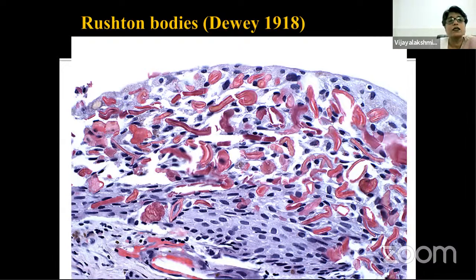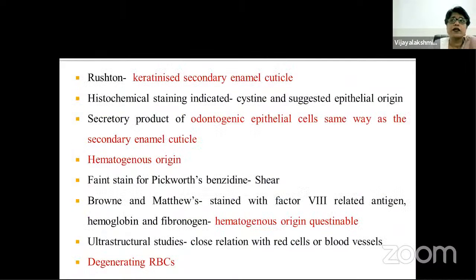But of course, you can see these particular bodies in any of the other odontogenic cysts if they get infected or inflamed. These bodies measure approximately 0.1 millimeter and they are refractile in nature, and they are brittle and tend to fracture very easily. There are various theories which have been put forth by various authors, and it was Rushton who first suggested that it is a keratinized secondary enamel cuticle. Later, Gottlieb did a histochemical staining for cystine, and he suggested that this particular body is suggestive of epithelial origin and probably a form of keratin.